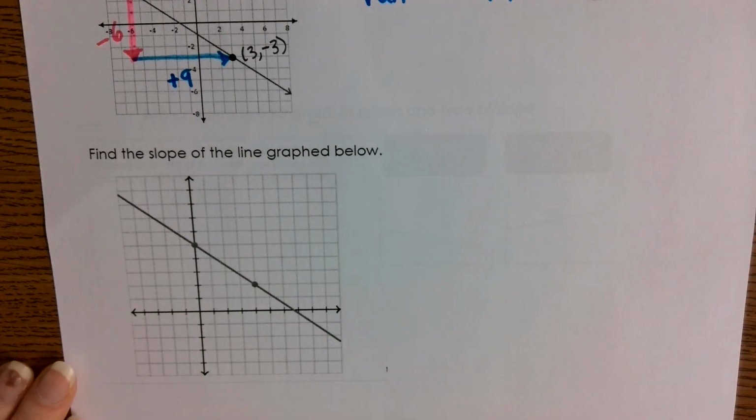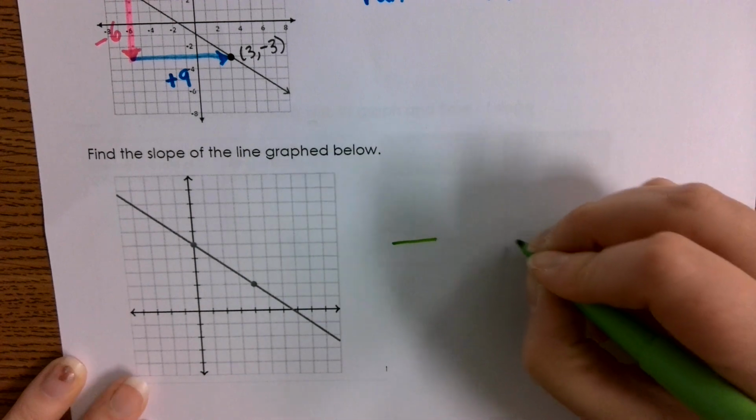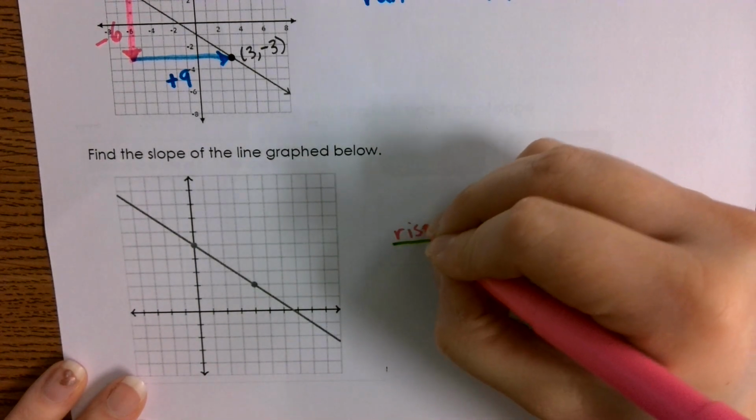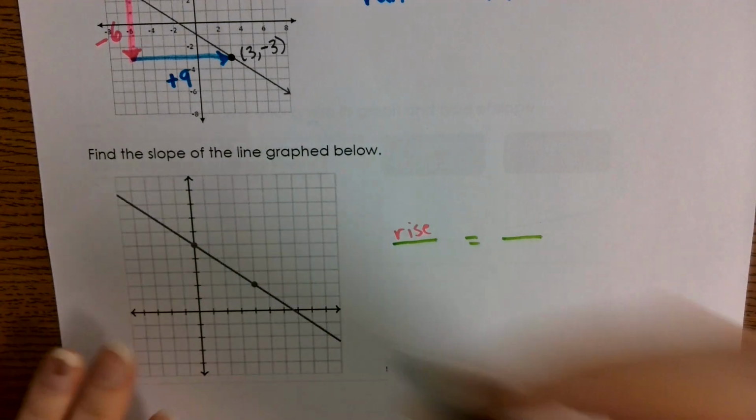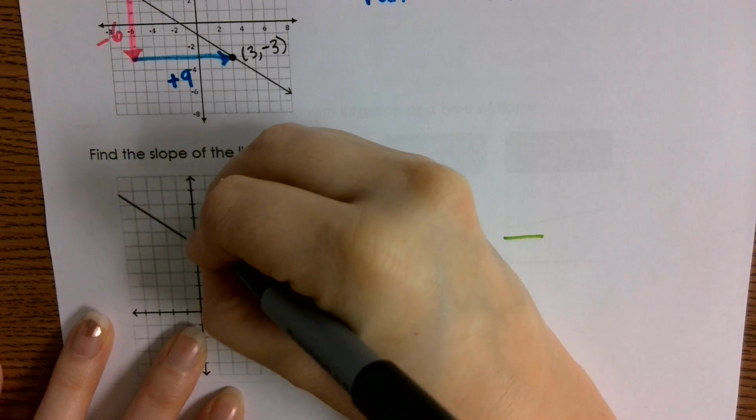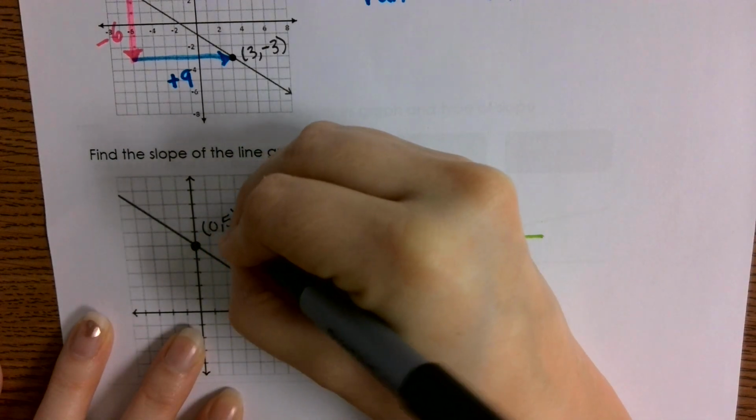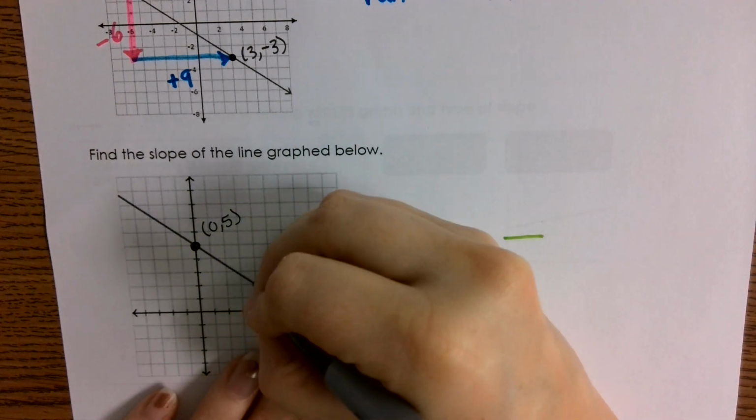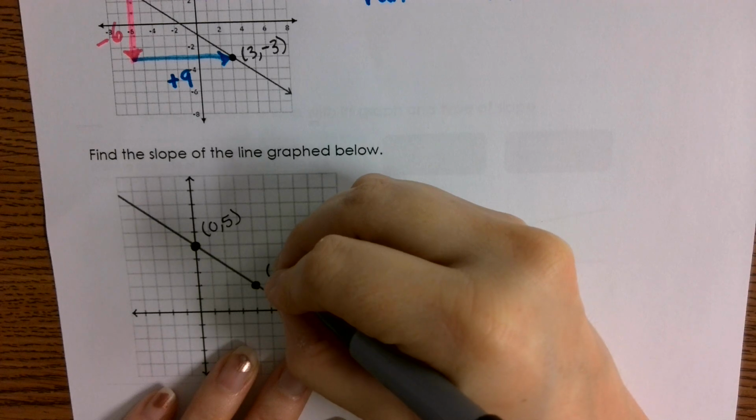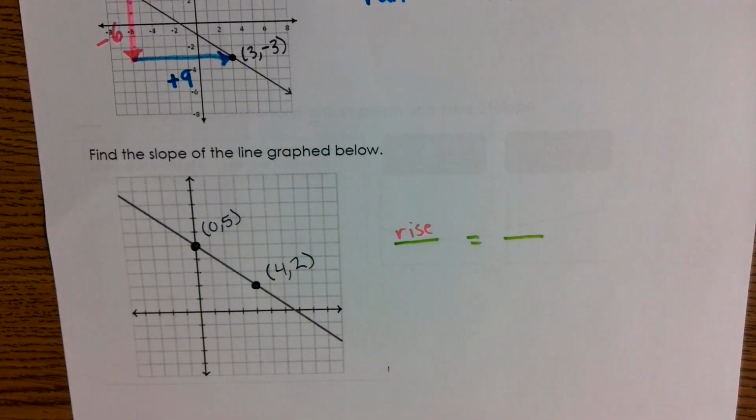All right, so let's go ahead and take a look at this. Remember, we're focusing on finding our rise over our run. So for the rise, we always start with the very leftmost point. In case you can't see it, this leftmost point happens to be at 0, 5. And then this right point happens to be at 4, 2. Okay, so those are the points.